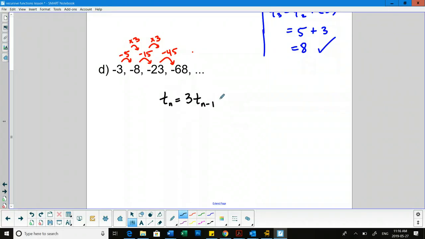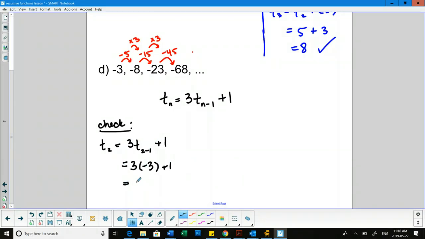So if you do a little check here, if we check this with terms maybe 2 and 3, T2 is going to equal 3 times term 1 plus 1. That works for the first one. It's good if we figure out if it also works for the next ones as well. Sometimes something will work for the first one, but it won't work for the other ones. So we just need to double check.